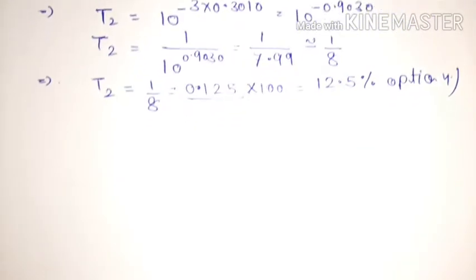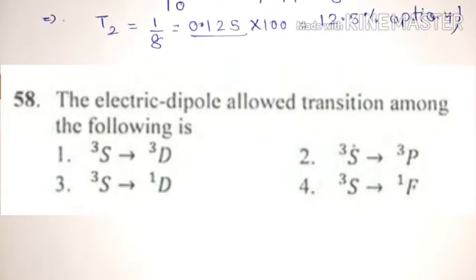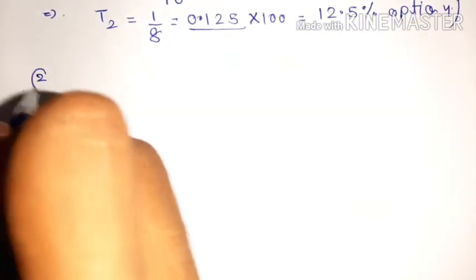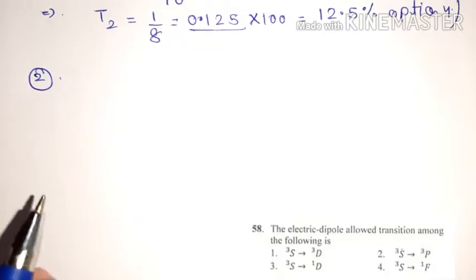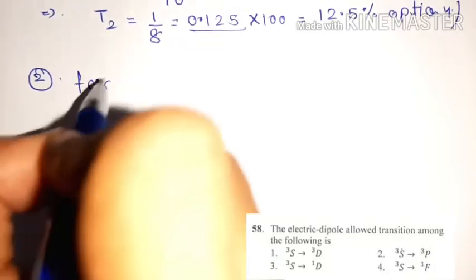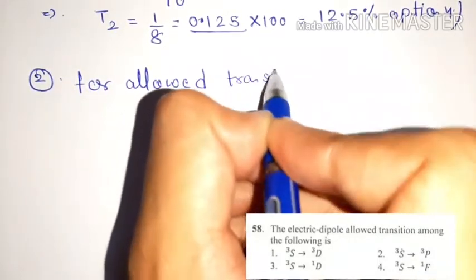Now we move towards our next question, and see it says the electric dipole allowed transition among the following is, and we have 4 options. Out of these 4 options we must find the allowed transition, and this question is coming for 2 marks. So let's do the solution of this question. So friends, in term symbols we have a general formula, general allowed transition rules, which we use for finding whether a given transition is allowed or not. So for allowed transition, what are the selection rules? For allowed transition we have the following selection rules.